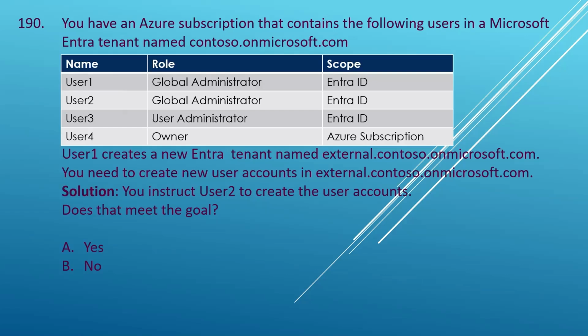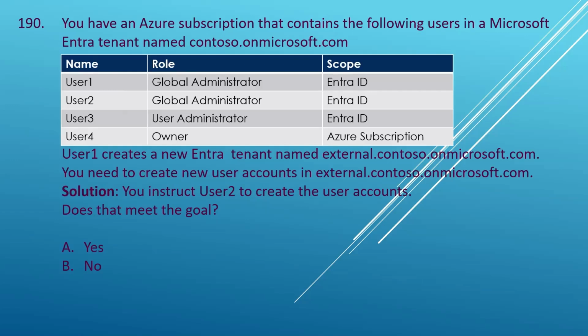Now, user 1 creates a new Entra tenant named external.contoso.onmicrosoft.com. You need to create new user accounts in external.contoso.onmicrosoft.com. The solution is you instruct user 2 to create the user accounts. Does that meet the goal? You need to choose between yes or no.